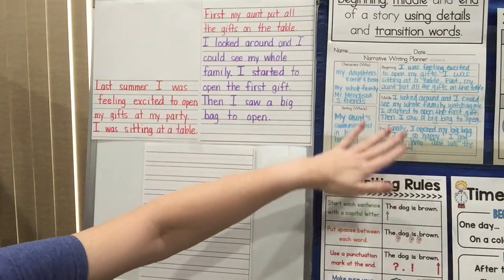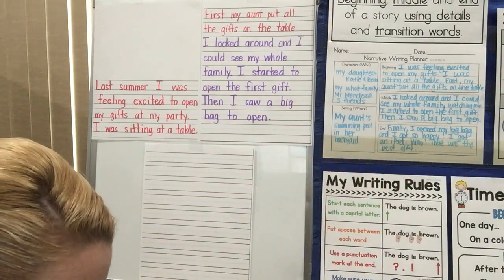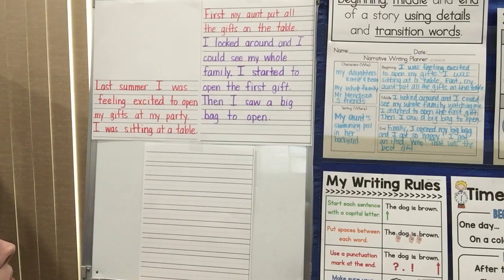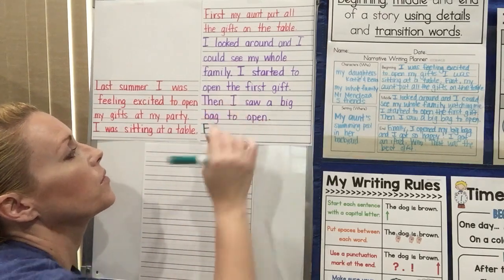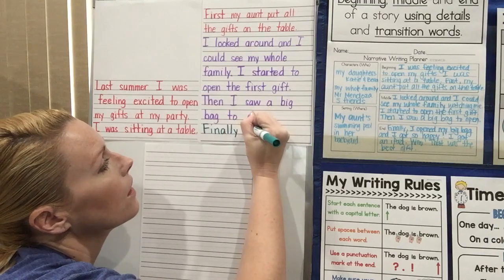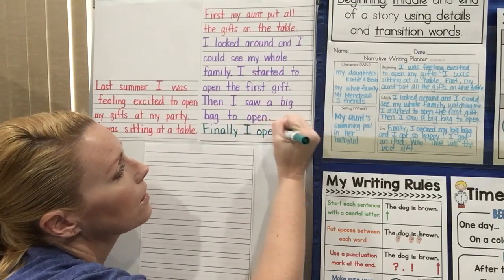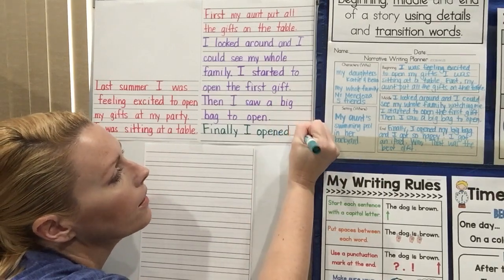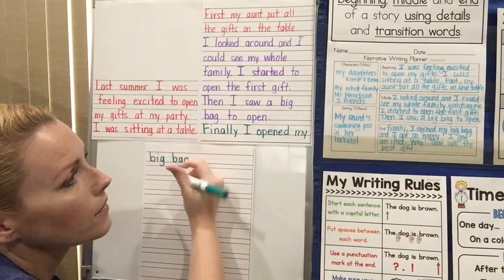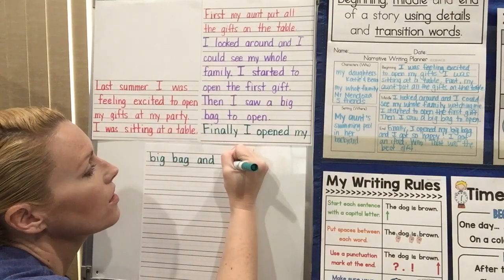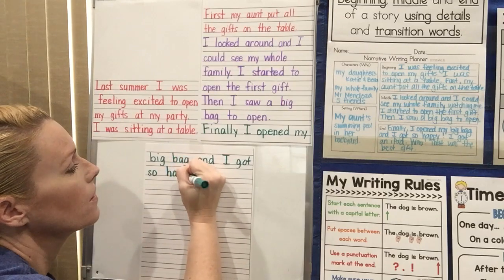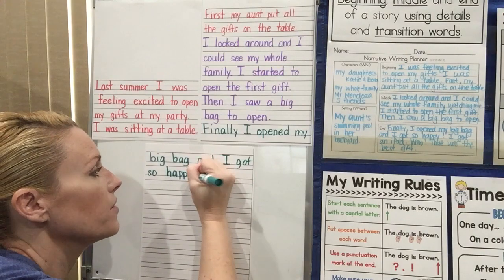All right, and then in my plan, now is where I get to the end, and I said, finally, I opened my big bag and I got so happy. So I'm going to switch colors just to show that it's the end. So I'm going to say, finally. Remember, we're starting our writing with a capital letter. So finally, I opened my big bag and I got so happy.